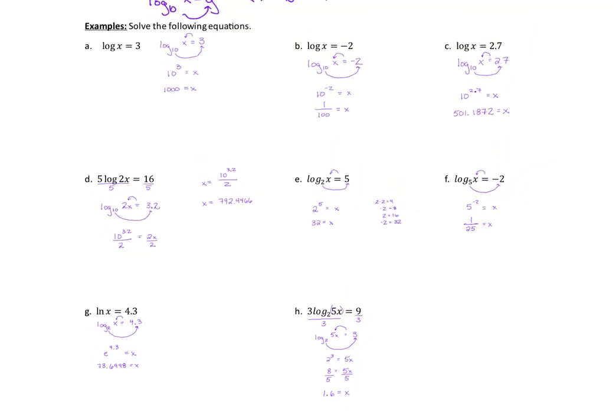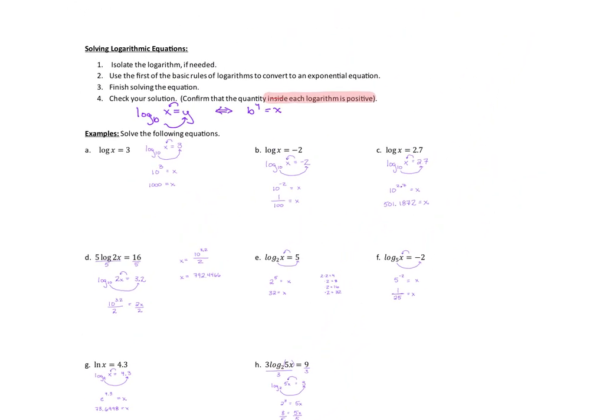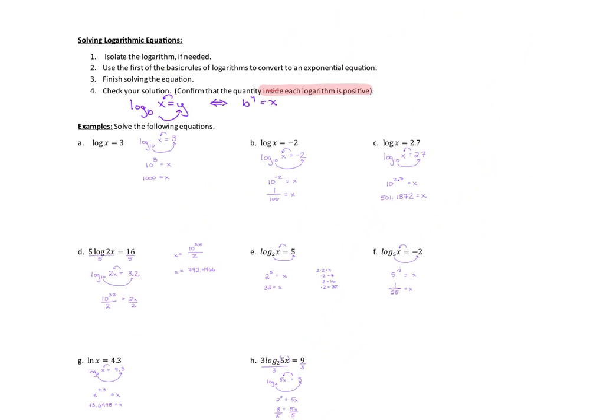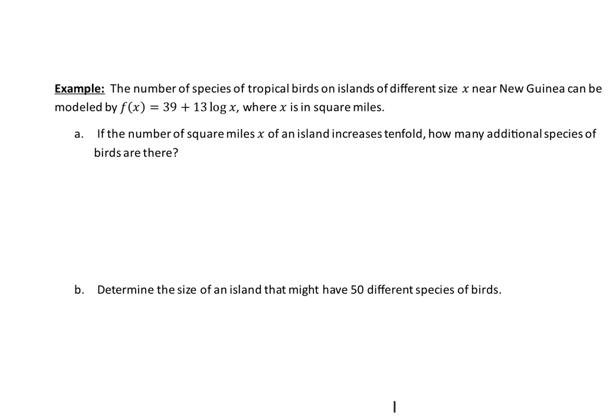All right, that takes care of our basic logarithmic equations. The last thing we want to do is look at an application problem. We have the number of species of tropical birds on islands of different size x near New Guinea can be modeled by f of x equals 39 plus 13 log of x, where x is in square miles.